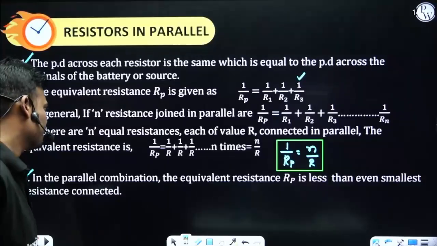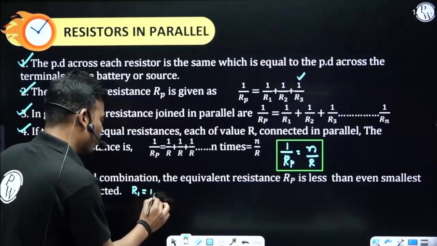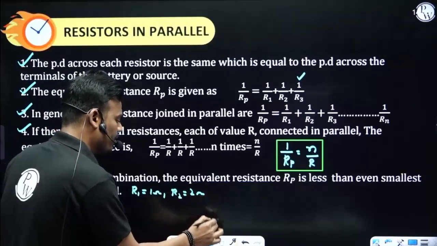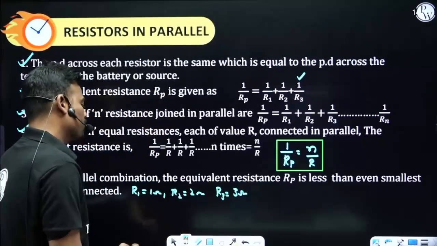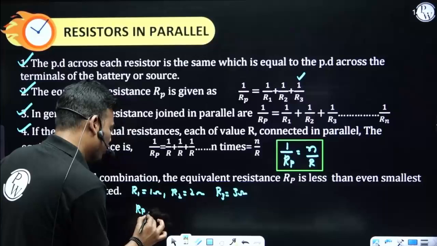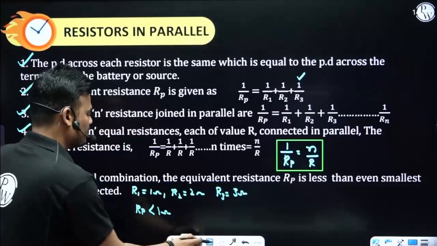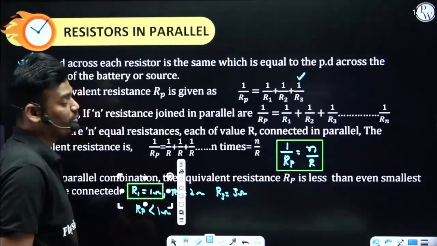Last one, in parallel combination, the equivalent resistance Rp is less than even the smallest resistance connected. What does that mean? For example, 3 resistors, let's consider R1 is 1 ohm, R2 is 2 ohm, and R3, let's consider 3 ohm. So Rp value will be less than 1 ohm, which is the least resistance. The equivalent resistance will be less than 1 ohm.